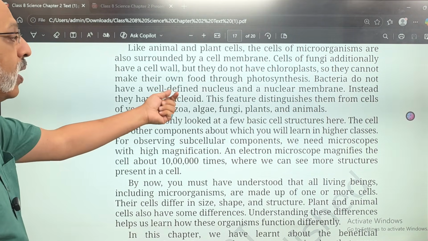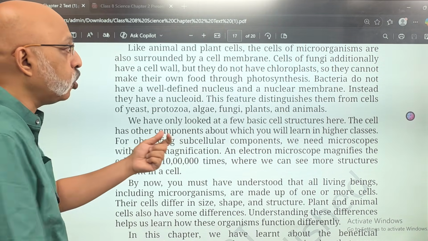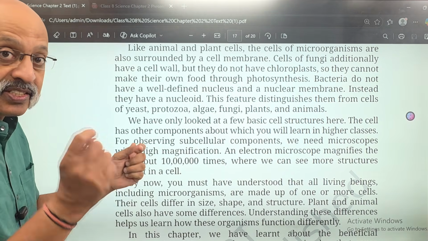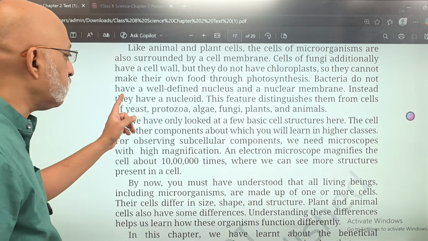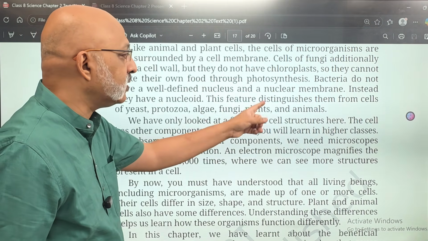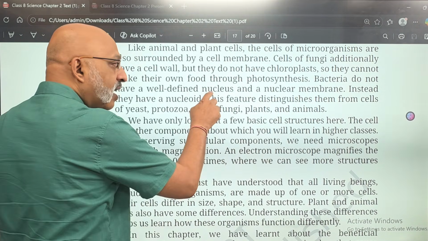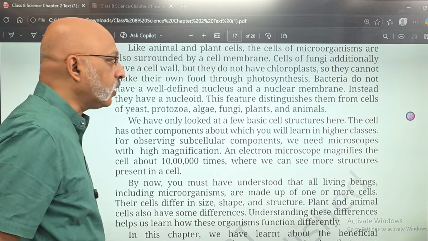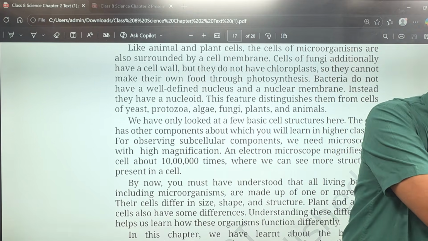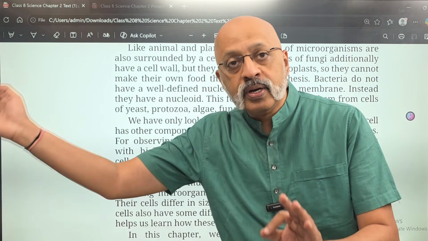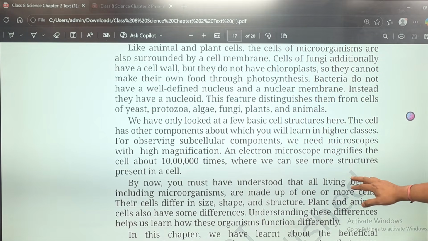Bacteria do not have a well-defined nucleus and a nuclear membrane. Instead, they have what is called a nucleoid. What we just saw in the previous page, they just have a nucleoid. And this is what distinguishes them from cells of yeast, protozoa, algae, fungus, plants, and animals, that bacteria has a nucleoid. They do not have a nucleus. They do not have a nuclear membrane. This is the major distinguishing factor between a bacteria and plants, animals, humans, fungus, algae, etc. Okay, so these are some of the things.